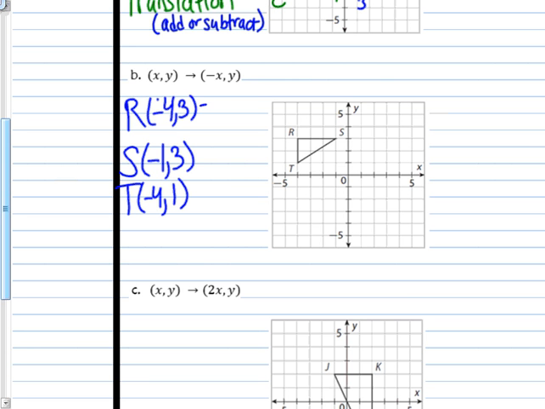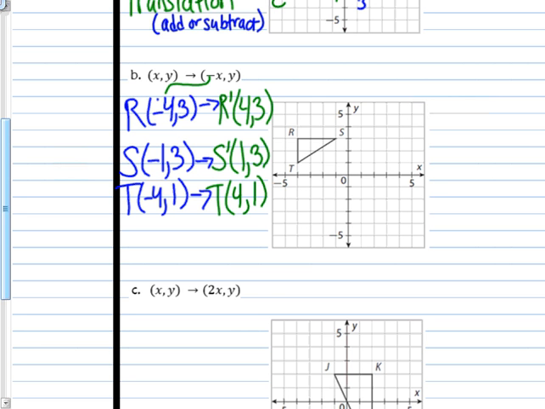I'm going to apply the transformation. And here, my coordinates are staying in the same exact place. The only thing that's happening is I'm changing the sign of the x coordinate. So I'm going to apply that negative sign. So R prime, I'm applying a negative sign, so -4 becomes a +4. And my y coordinate's staying the same. S prime, again, I'm applying a negative sign, so -1 becomes a +1. My y coordinate stays the same. And T prime, applying a negative sign, becomes 4. My y coordinate stays the same.